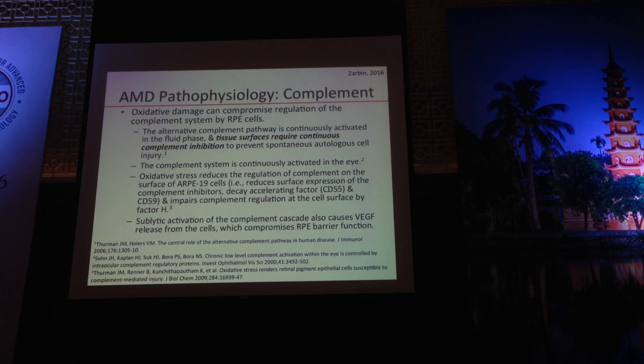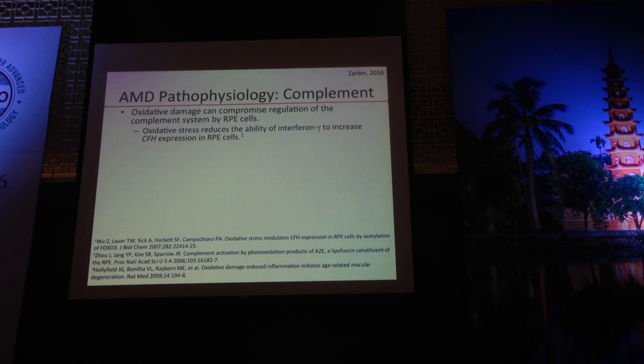Not only that, the sublytic activation of the complement system, in other words, activation of the complement system that doesn't cause formation of a membrane attack complex with destruction of the cell, will activate VEGF production. And so you can see how we might see those small buds of neovascularization in early AMD, and of course, late onset neovascularization for people with severe disease. The activation of the complement system by interferon is also compromised by oxidative stress.